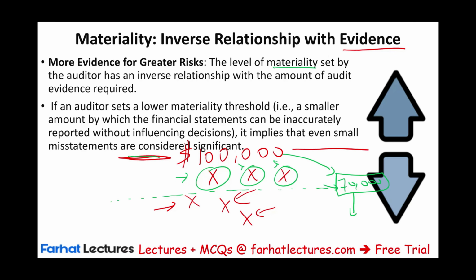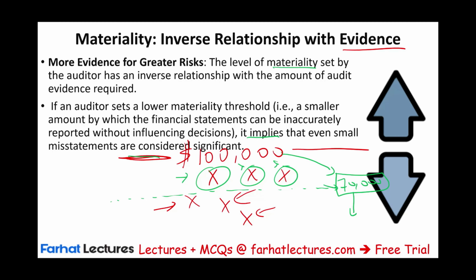So if the auditor sets a lower materiality, it implies that even small misstatements are considered significant. Notice as I dropped from 100 to 70, I have three misstatements that are considered significant. It means I have to do more audit work to make sure I catch those misstatements that are above 70.